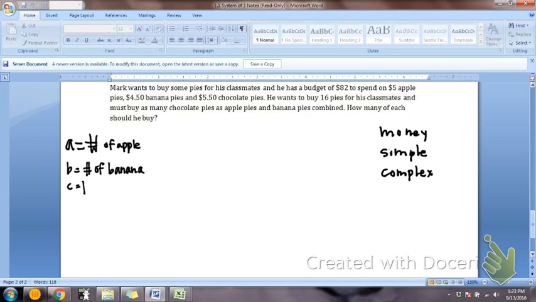And C is going to be the number of chocolate pies. This is called defining your variables. That's what this is over here. Defining your variables. What does A stand for? What does B stand for? What does C stand for?